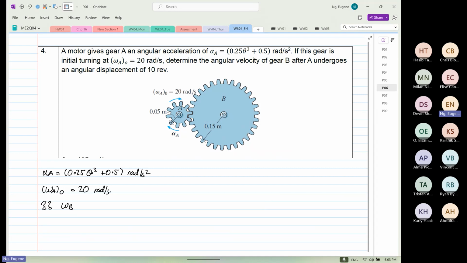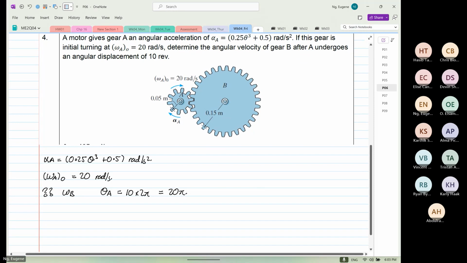Given that theta A is equal to 10 times 2 pi. One revolution is 2 pi, so 10 revolutions is 20 pi. Okay, we have to find what is our omega B.